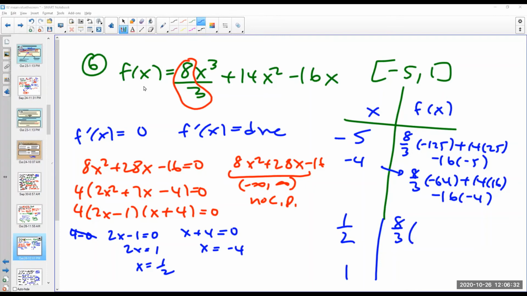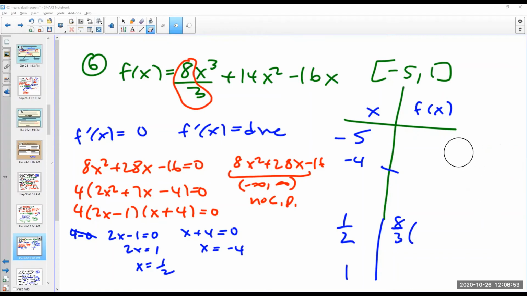-5, -4, 1/2, and 1. Hopefully I did that right. Yeah, okay, so those are my answers right there. And so I can put those values here. So I'm going to erase all of this because I was going to do it by hand. But you know I'm not impressing anybody, so I'm going to go ahead and put my numbers in here.